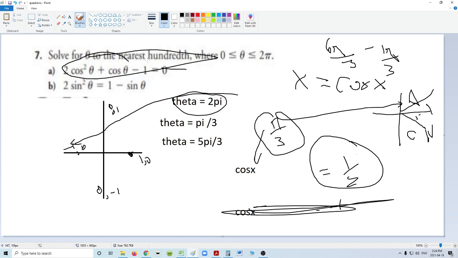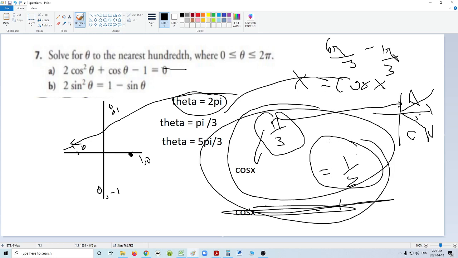So that's very simple. You treat it like a factored x. Then you solve for x, and then you replace the x back with what you started with, and then you find the possible angles using your knowledge of CAST.